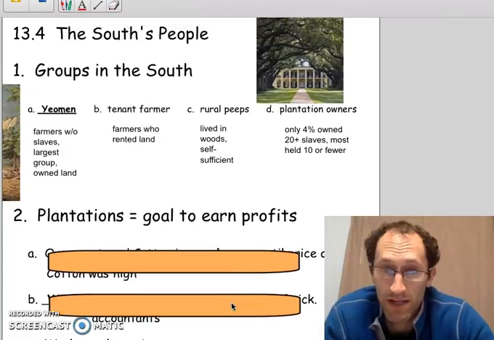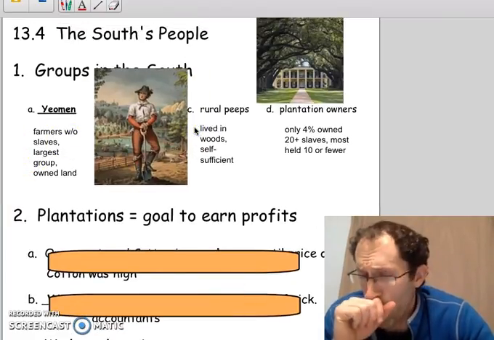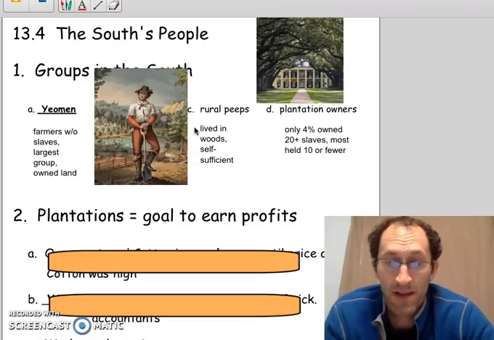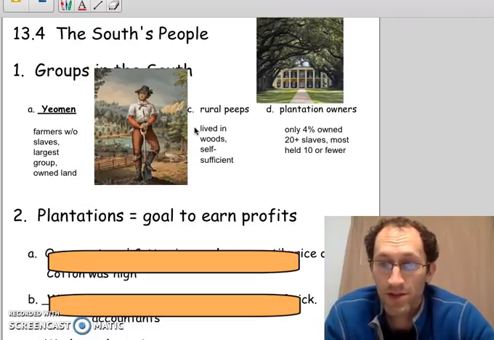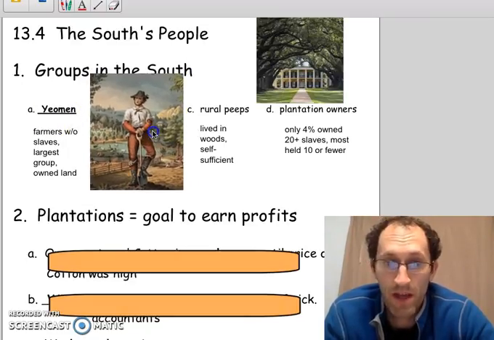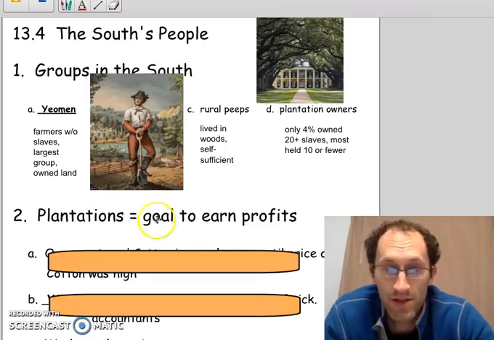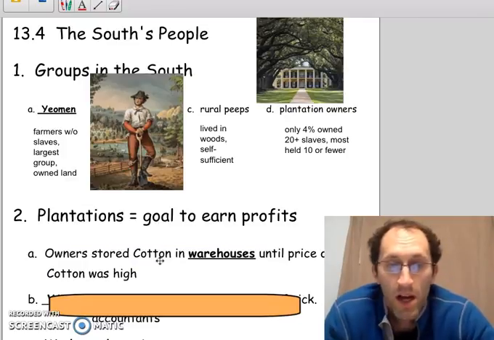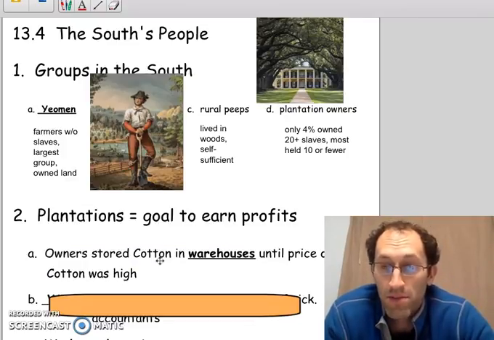The goal of a plantation was to earn profits, selling cotton, tobacco, rice, sugar, whatever it was. And by the way, I should back up and say that this right here is the famous picture of a yeoman, that largest group of people, farmers without servants. Back to plantations. Typically, plantation owners would want to maximize their profits, right?